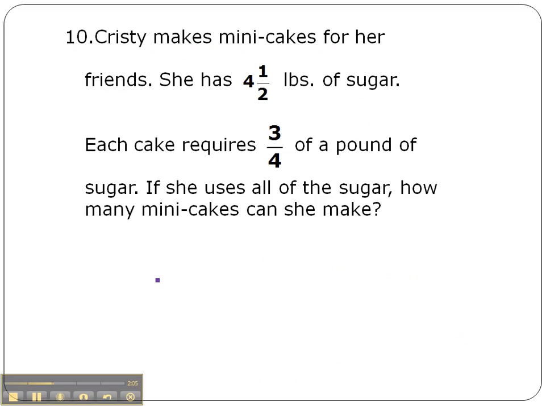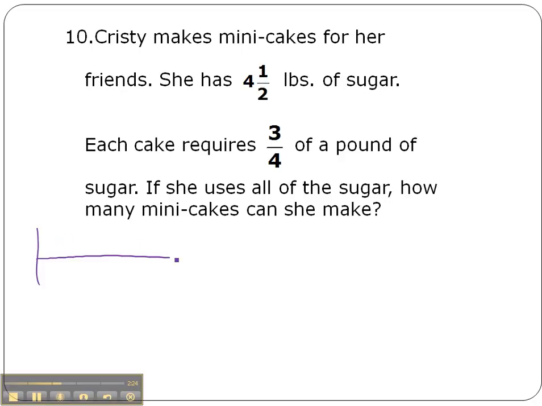Problem number 10. Christy makes mini cakes for her friends. She has 4.5 pounds of sugar. Each cake requires 3/4 of a pound of sugar. If she uses all of the sugar, how many mini cakes can she make? So we want to find out how many 3/4 are in 4 1/2.